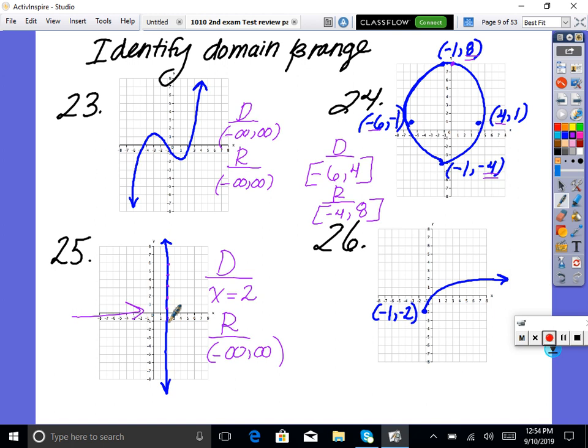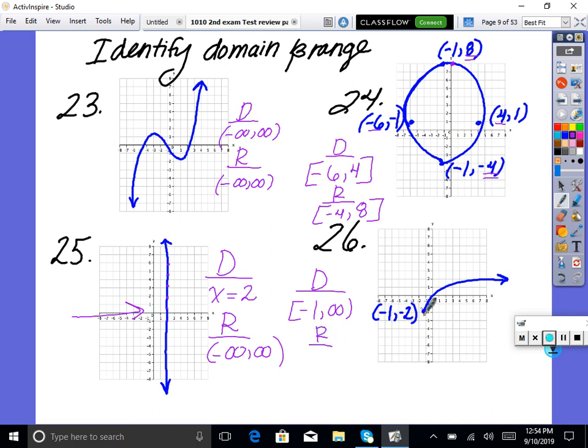All right, here we go. So looking at this one, what's the domain? Domain is left and right. So make sure you go, oh, what's the furthest left I am? Oh, that's at negative 1. So our domain is from bracket negative 1 to infinity, and our range is starting down here at negative 2.